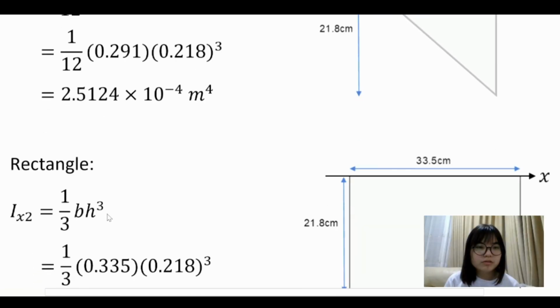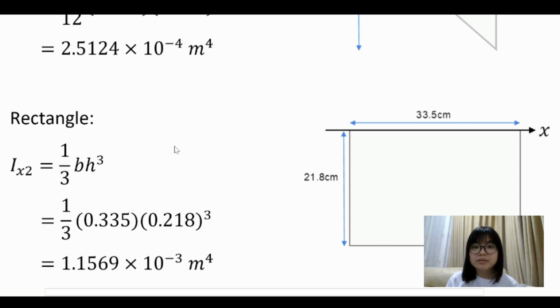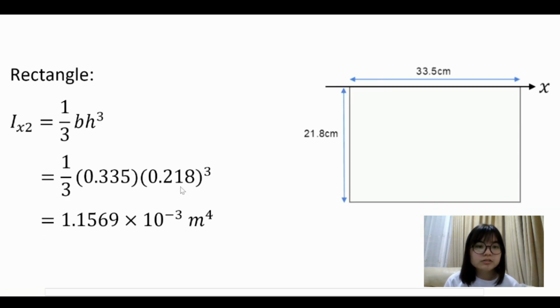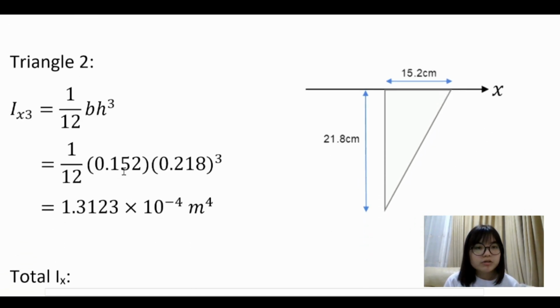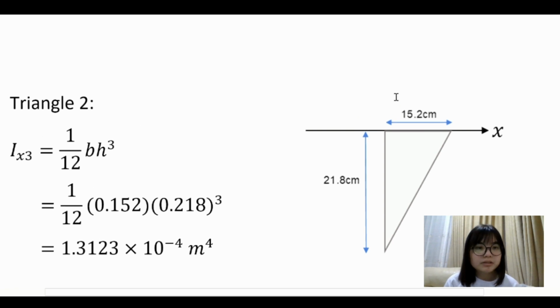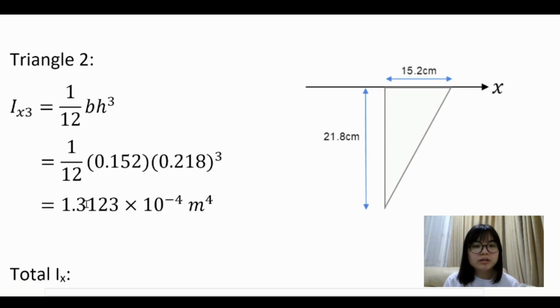And next, we follow by the rectangle with the dimensions of 33.5 cm and 21.8 cm. So now we use the formula Ix equals 1 over 3 bh cubed. We substitute in the values and we get this answer. And finally, we continue with the last triangle. Same thing, we use the formula 1 over 12 bh cubed, and we substitute in the dimensions 15.2 cm for the base and 21.8 cm for the height. And we get this answer.